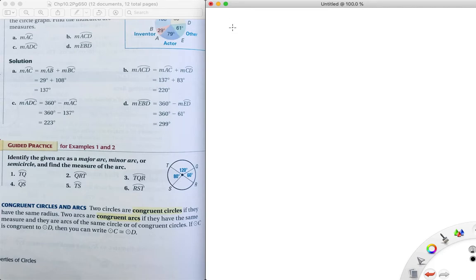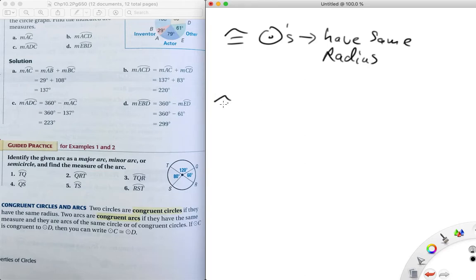All right. Congruent circles have the same radius. Congruent arcs have the same measure of the arc.